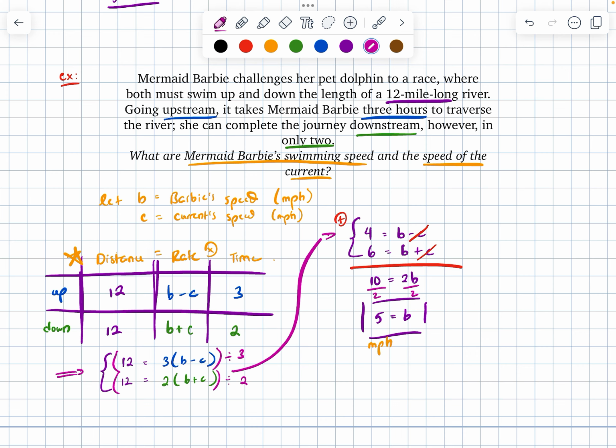Now I just need to find the value of c. No right answer for where to substitute back in, but notice up above I've got two nice equations with some pretty nice coefficients for b and c.